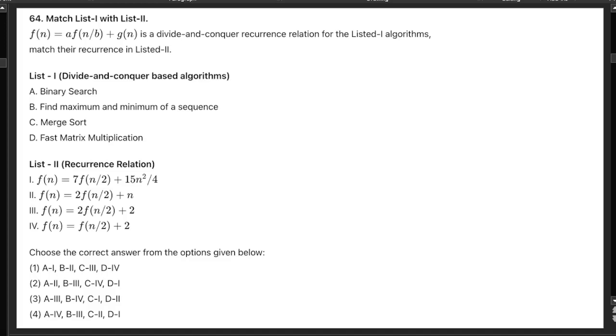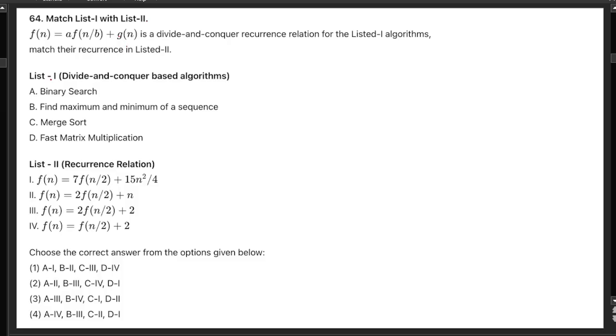Let's see this question. Match list 1 and list 2. So we have been given two lists. And f(n) = a f(n/b) + g(n) is a divide and conquer recurrence relation. For the listed algorithms in list 1, match their recurrence in list 2.